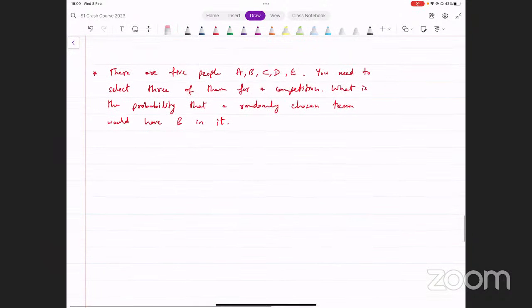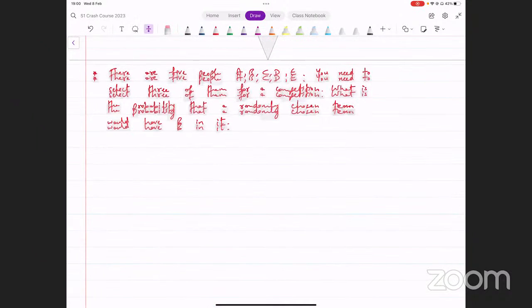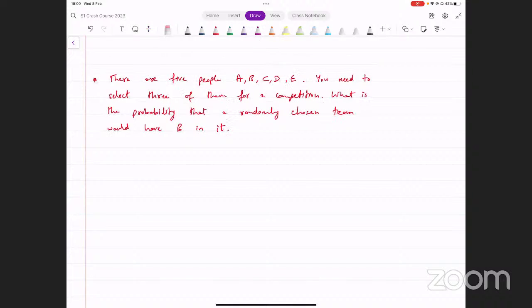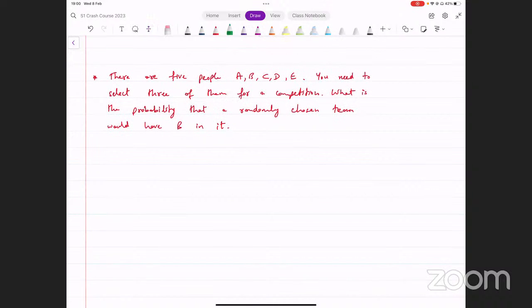Let's say there are 5 people, A, B, C, D, E. You need to select 3 of them for a competition. What is the probability that a randomly chosen team would have B in it?